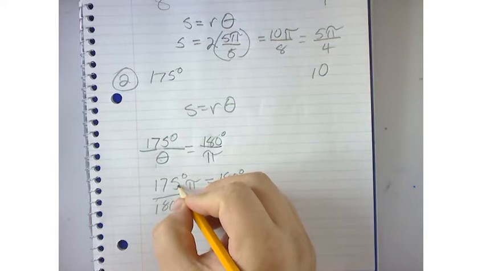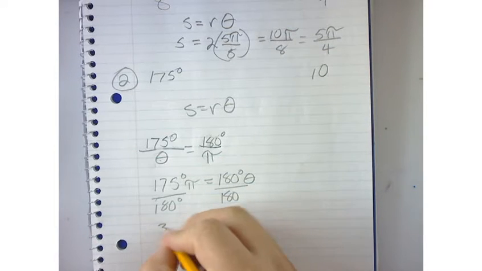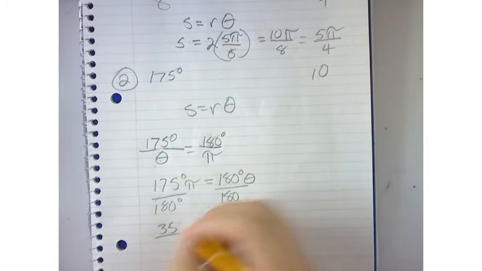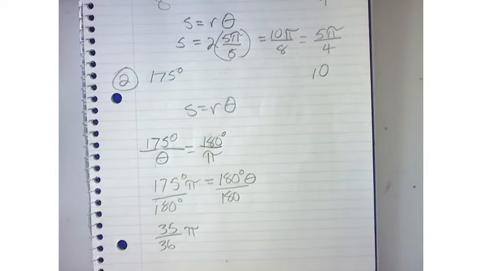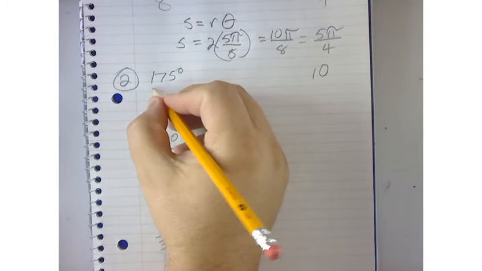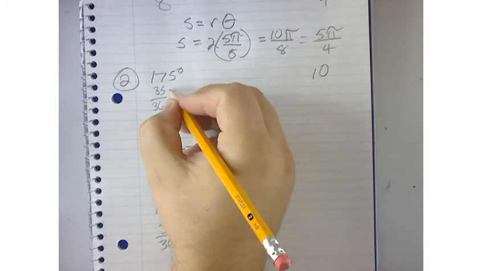What can we divide 175 by, like 5? What's 175 divided by 5? 35. What's 180 divided by 5? 36. So it's 35 over 36 pi. We're going to say 35 over 36 pi.